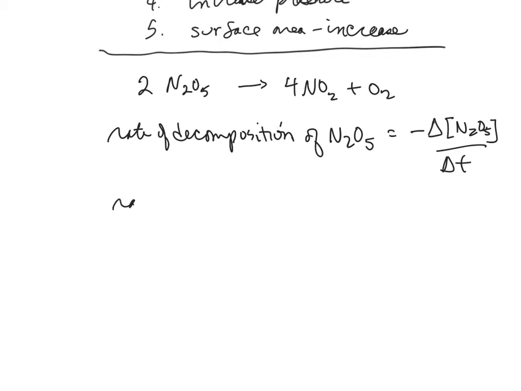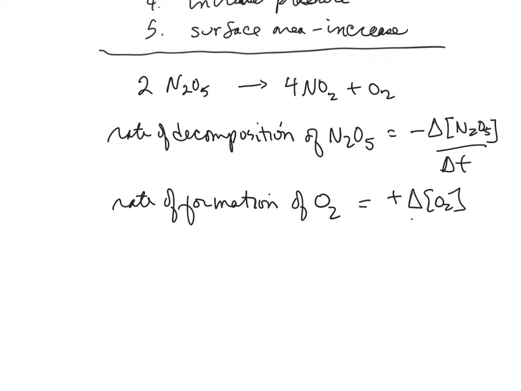Then you can also talk about the rate of formation of O2. And O2 is a product, so we're going to have a plus sign to indicate that it's being formed. And we'll look at the change in oxygen in time. So it'll start out with 0, and then it'll go up to some concentration value for oxygen. And then you can also talk about the rate of formation of the other product, which is NO2.